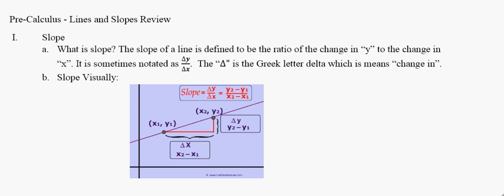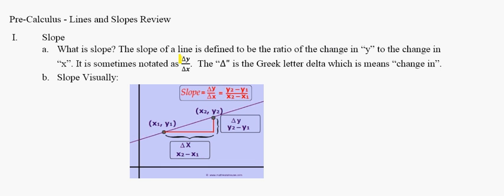If the slope is a large number in absolute value, we're not talking about positive or negative, it will be a steep line. If the number is a smaller number, it'll be a flatter line. Let's take a look at the technical definition of slope. Slope is actually a ratio. It's a ratio that compares the change in y to the change in x.